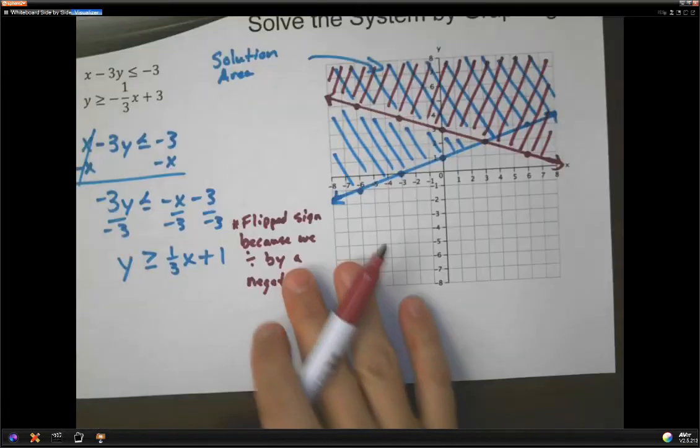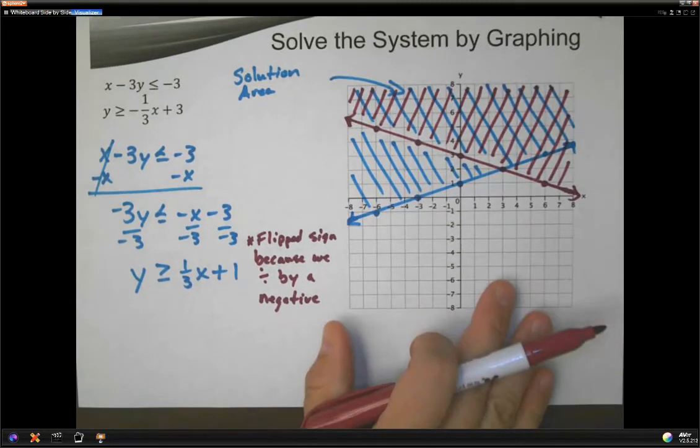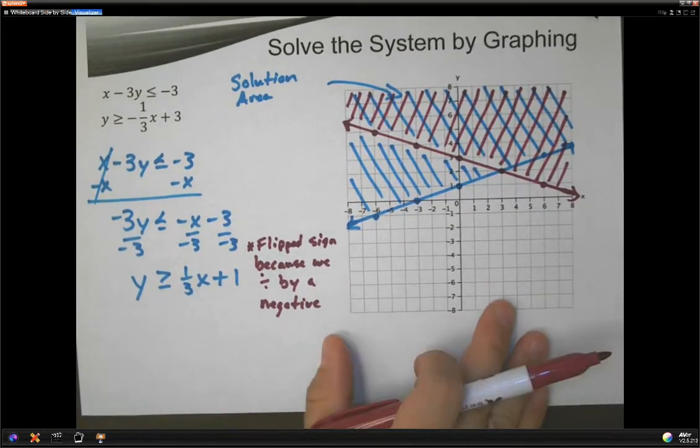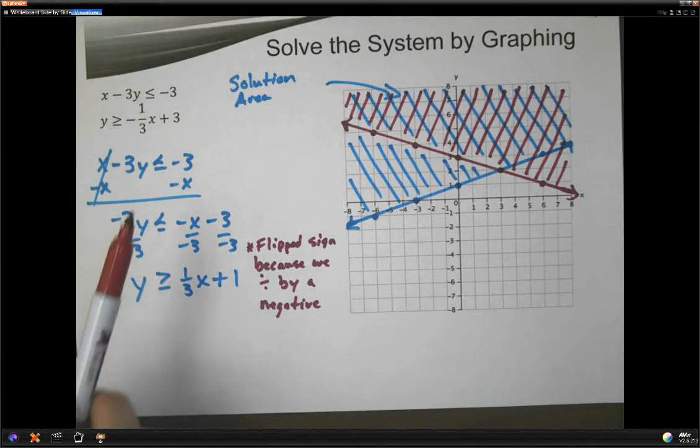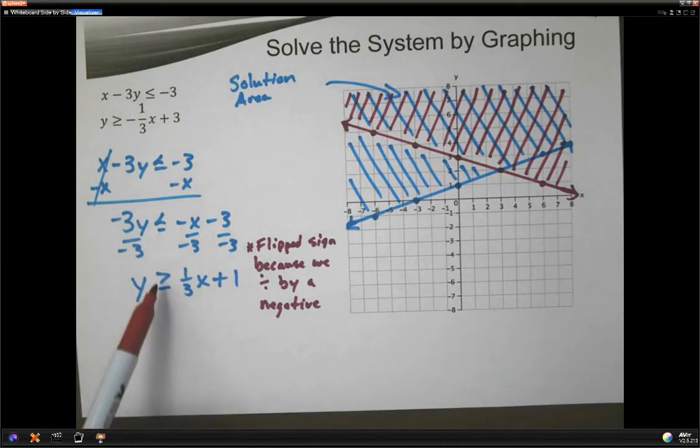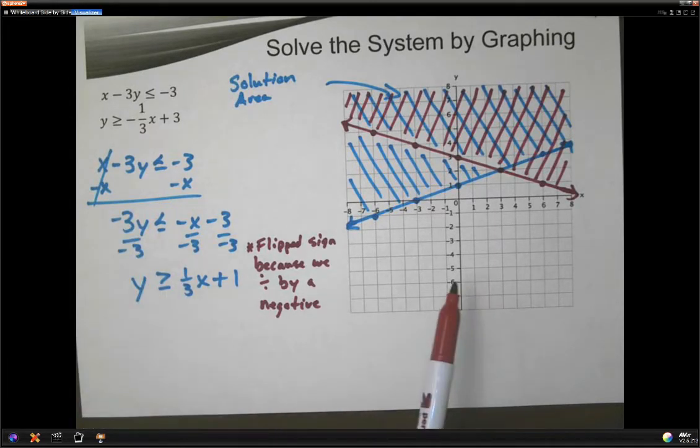As you work through it, hopefully you rearrange the first one correctly. Do be careful in this rearranging. You should have flipped the sign. So if you forgot to flip the sign, you might have had your shading wrong here. So that's something to look for.